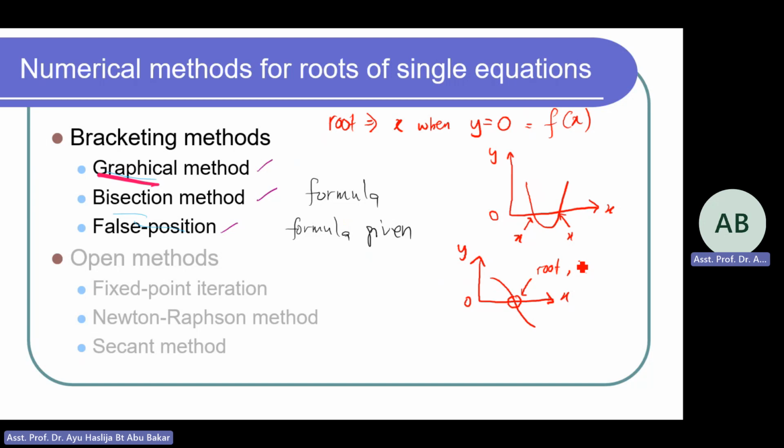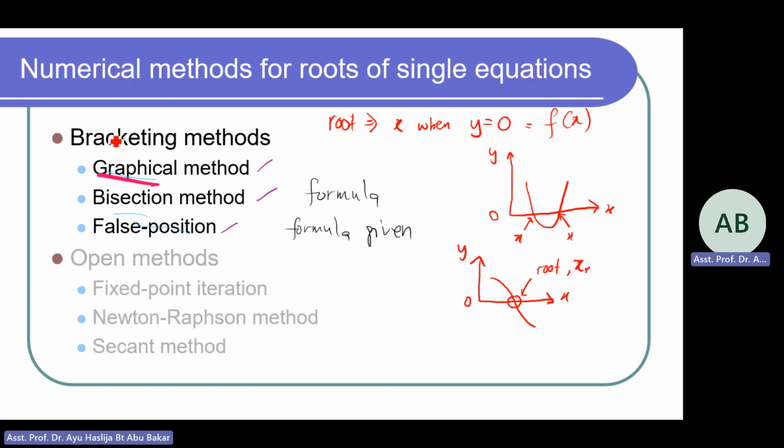I need to introduce you to the terms first. For the graphical method, we will find the XR using a graph. You will need to plot a graph. For bisection, this one uses a formula. You will be given the formula. False position also uses a formula. There are 2 different formulas for bisection and false position. This is the bracketing method.